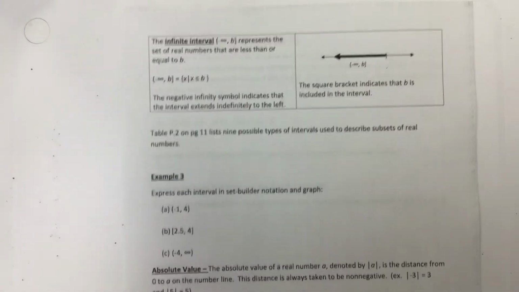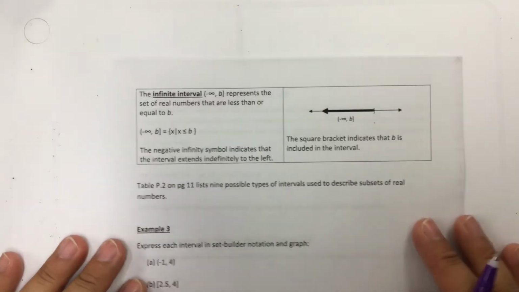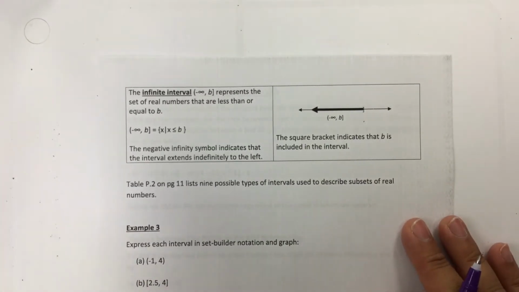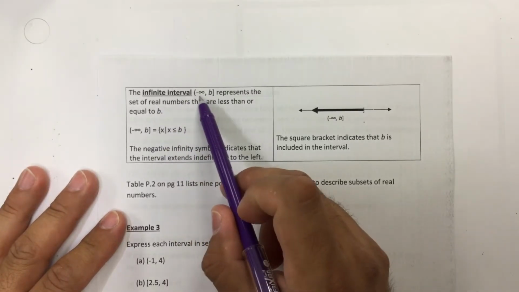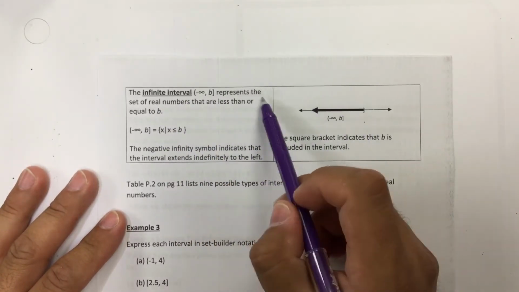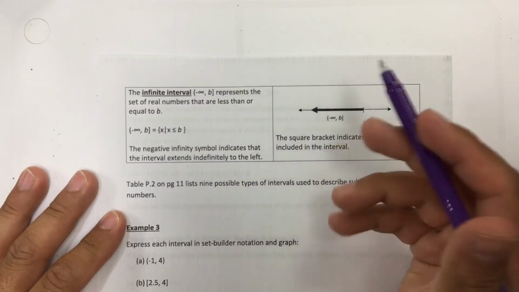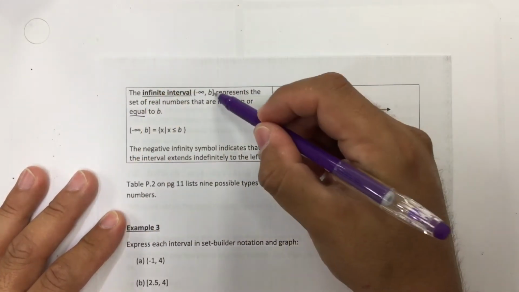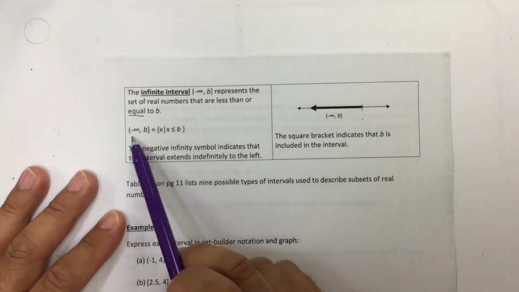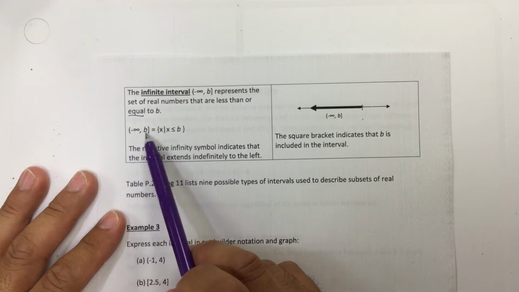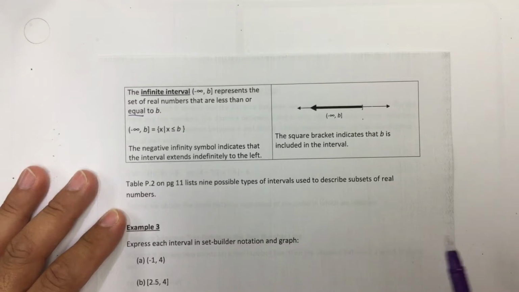All right, let's take a look at the other one. So that first interval went to infinity. Now we're going to take the next interval where we start at negative infinity and approach some number. So the infinite interval parentheses negative infinity comma B bracket represents the set of real numbers that are less than or equal to B. Now you might be wondering, why is it equal to it? Well, because if you look at the end, it's a bracket, right? Brackets are closed circles, they're included. So equivalently, parentheses negative infinity comma B bracket equals x such that x is less than or equal to B.